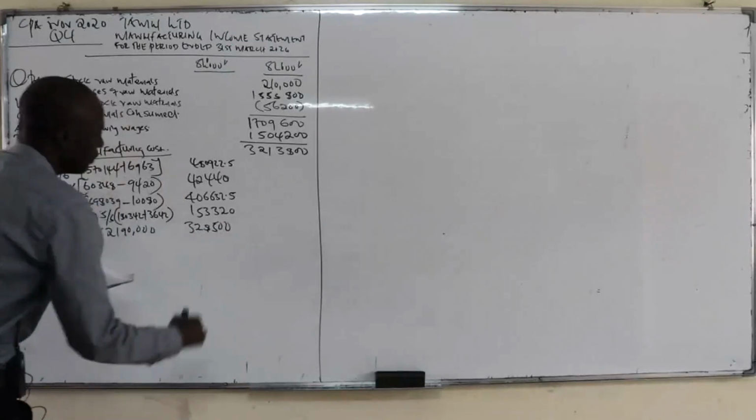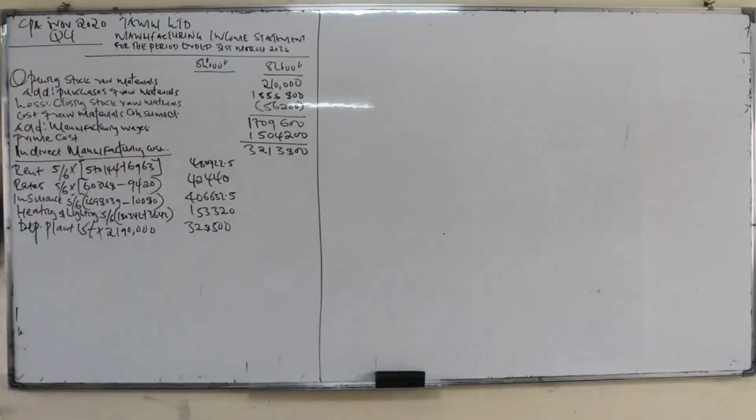$328,500. Correct. So we are through with that one. And then that is the only one there. And then note number 5. Note number 5 says the director salaries include 20 million paid to production directors. So we have director salary.